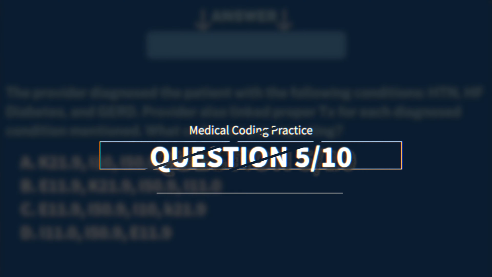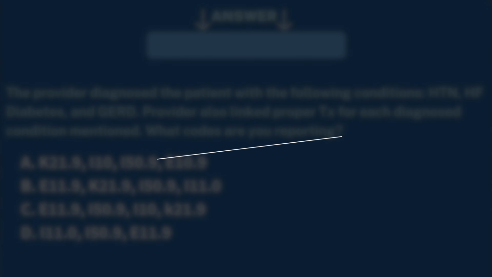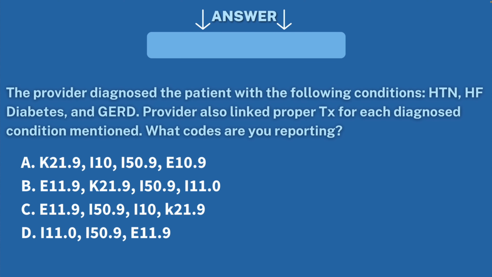The provider diagnosed the patient with the following conditions: hypertension, heart failure, diabetes, and GERD. Provider also linked proper treatment for each diagnosed condition mentioned. What codes are you reporting? So this is an example of you looking at a healthcare record, and the provider diagnosed the patient with all these conditions and also provide some type of support, whether it's a medication. You have the support to code all of these conditions in a perfect world.